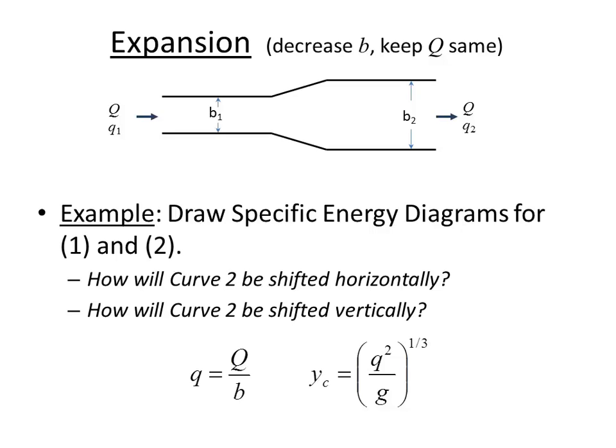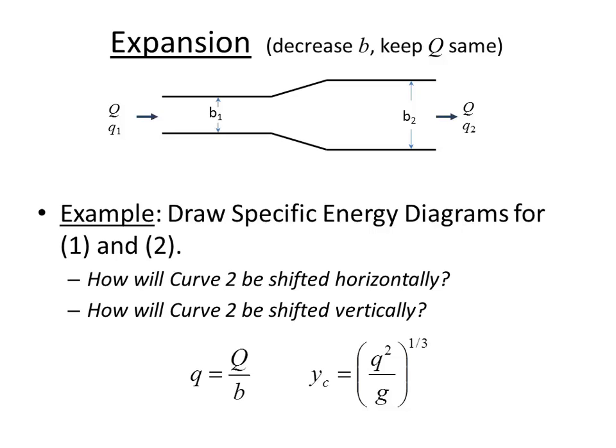Okay, so if Y sub C gets smaller, then that means that Y sub C2 will be lower, like down, on the curve. And that means E minimum 2 will be to the left on the curve. And so this is 1, and 2. Here was our E minimum 1, and this is E minimum 2.